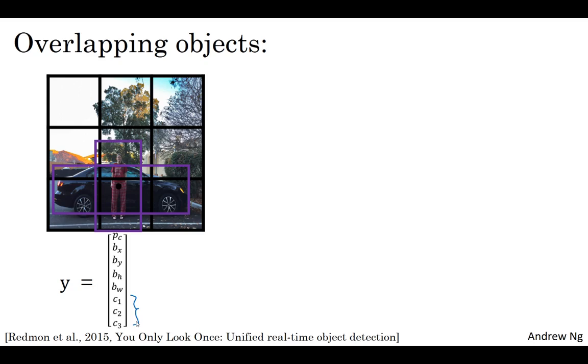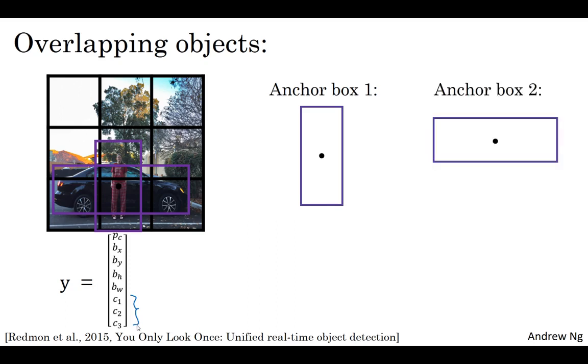With the idea of anchor boxes, what you're going to do is predefine two different shapes called anchor boxes or anchor box shapes. And you'll now be able to associate two predictions with the two anchor boxes. In general, you might use more anchor boxes, maybe 5 or even more. But for this video, I'm just going to use 2 anchor boxes just to make the description easier.